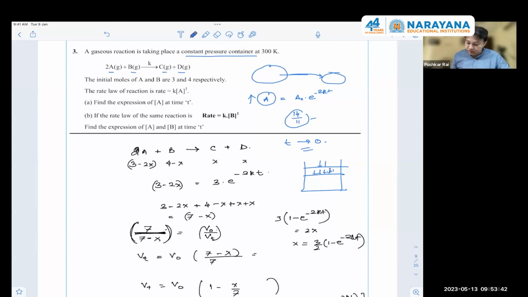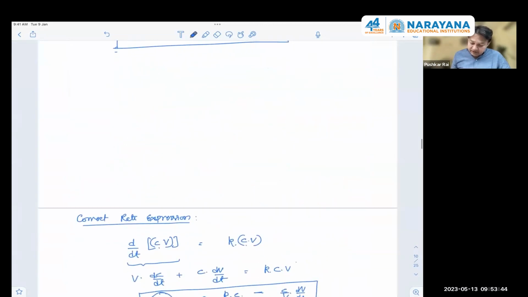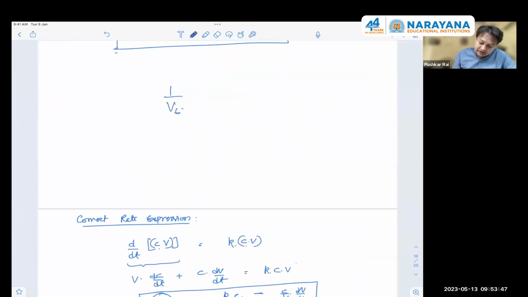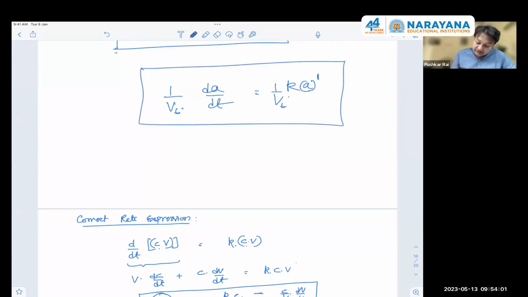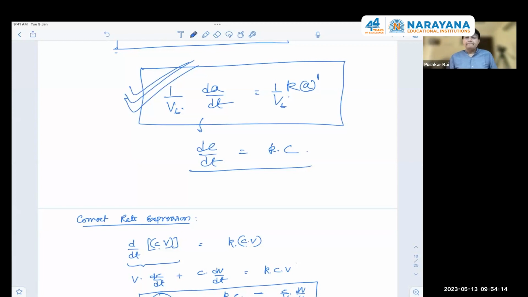And you have learned from this problem that the perfect rate law is what? 1 by Vt into dA by dt is equal to 1 by V Ka raised to the power 1. This is also variable. If Vt is not a variable, then you can simply write dC by dt is equal to Kc. But if it is variable, strictly you have to use this. That is the idea. And write a separate expression for Vt.